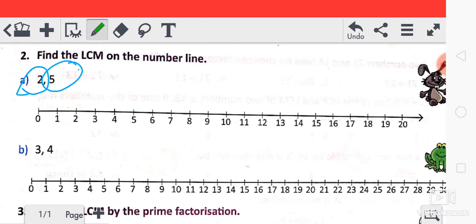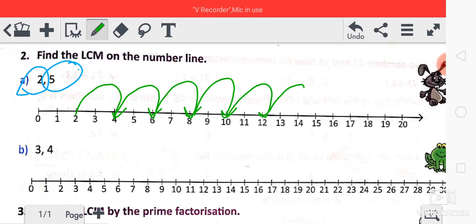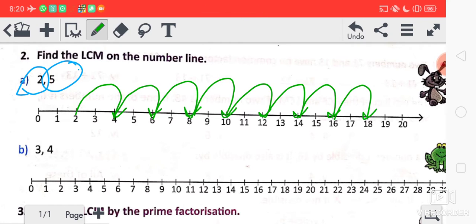So 2 1 is 2, then 2 2 is 4, then 2 3 is 6, then 2 4 is 8, and you'll make an arrow here. Then 2 5 is 10, then 2 6 is 12, then 2 7 is 14, then 2 8 is 16, then 2 9 is 18, then 2 10 is 20. Only up to 20 is given, so we'll do up to 20. Okay, so we'll mark the multiples with arrows.